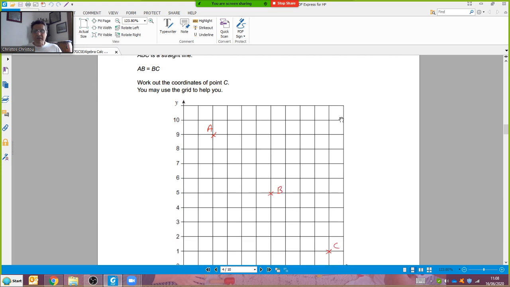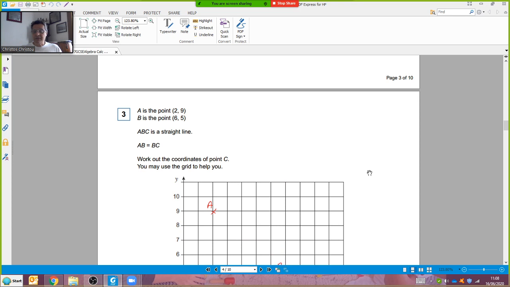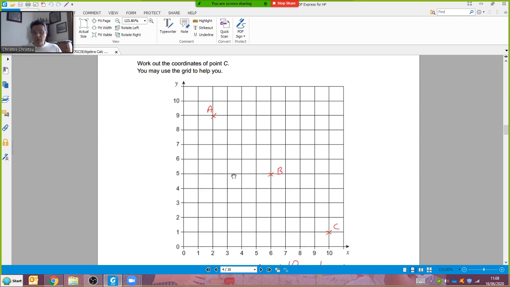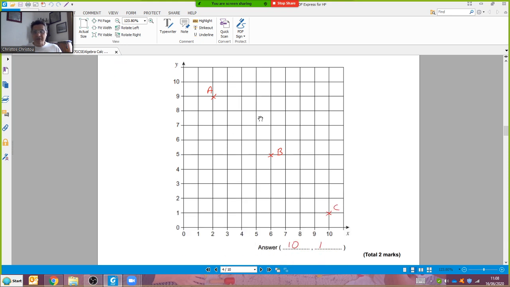Question 3. You've got to make use of the grid because too many of you made mistakes because you didn't use the grid. So A is the point 2, 9. So I plotted it straight away, 2, 9, there it is. B is the point 6, 5. So I plotted it, there it is.